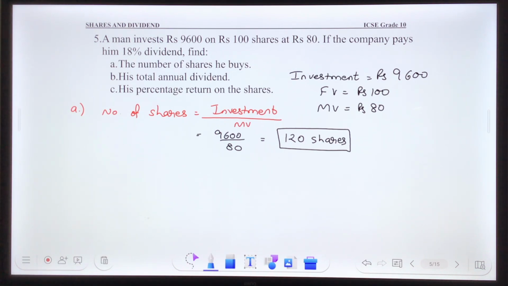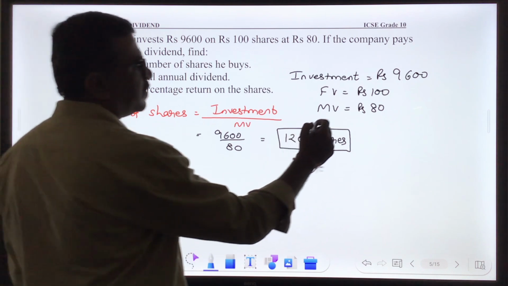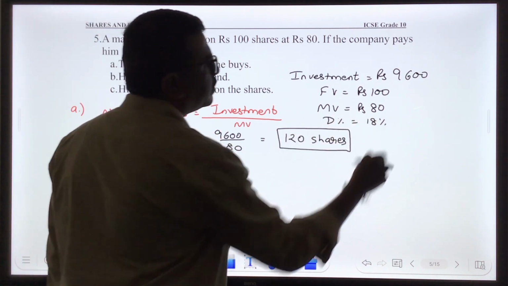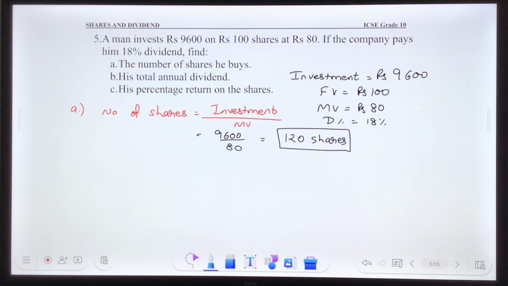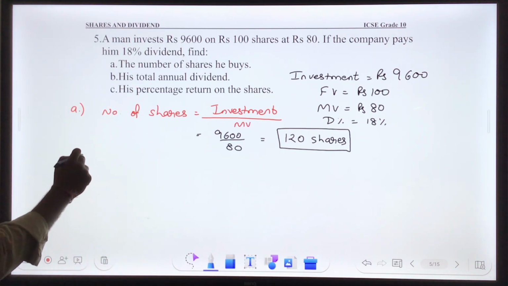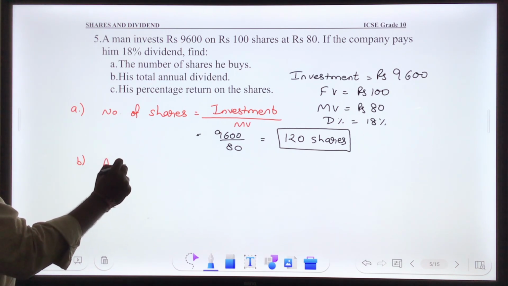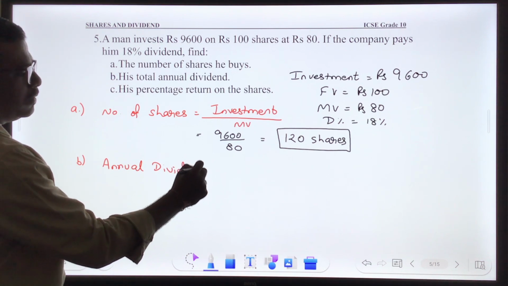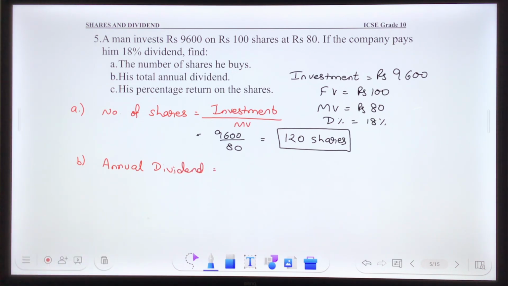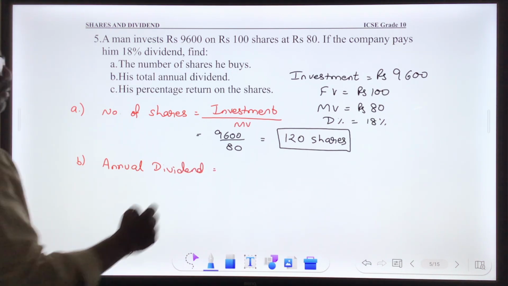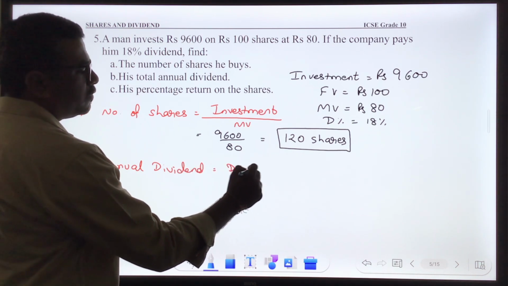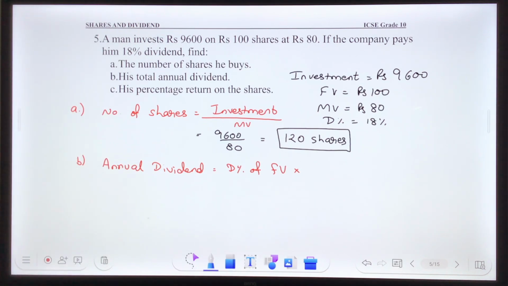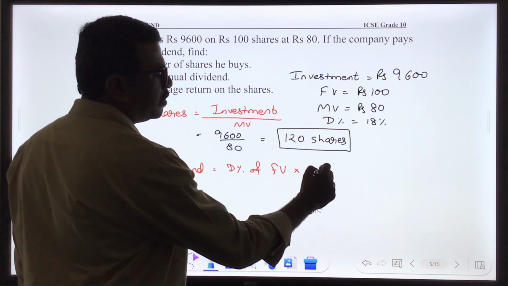Now the company pays dividend of 18%. So rate of dividend is 18%. So what is his annual dividend? His annual dividend is rate of dividend on face value. So D% of face value, and is proportional to the number of shares. So multiplied by number of shares.